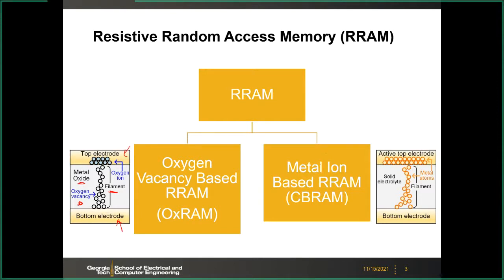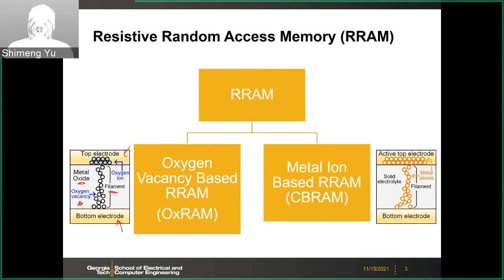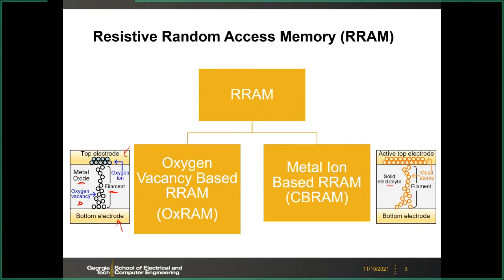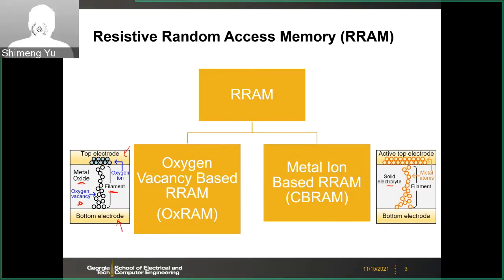And the second category of this RRAM is called CBRAM, conductive bridge random access memory. So this one is based on the metal ion migration into the so-called solid electrolyte material. This could be oxide or could be chalcogenide. So here the physical mechanism is still based on the filament, but the filament composition is different.